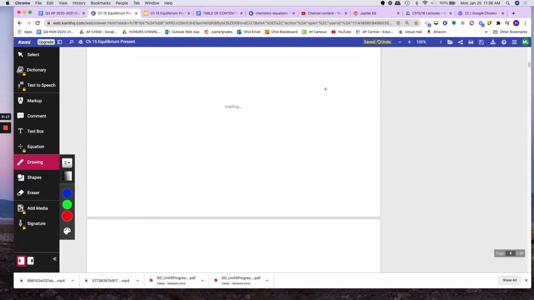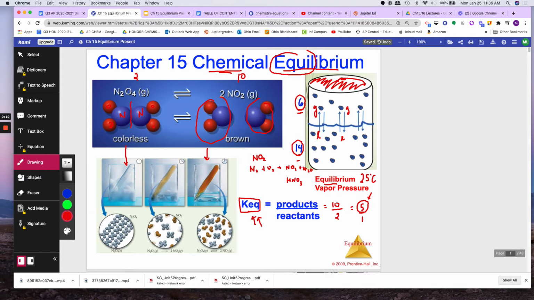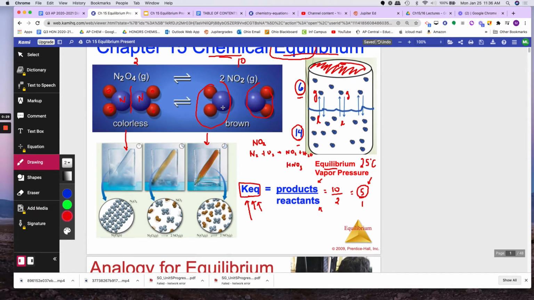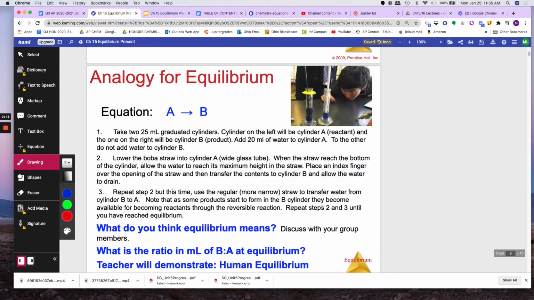So I showed you in the very first slide that K equilibrium, the equilibrium constant, is nothing more than the ratio of the amount of products over reactants. So here the K equilibrium, or the equilibrium constant, is 10 over 2, or 5 over 1, or 5. The equilibrium constant is 5. The importance of it is the bigger the number, the more products you have when the reaction is finished.